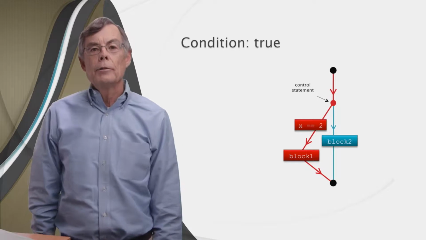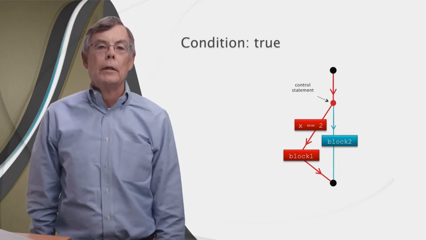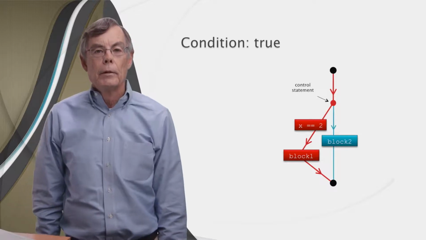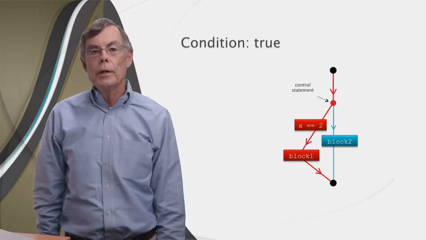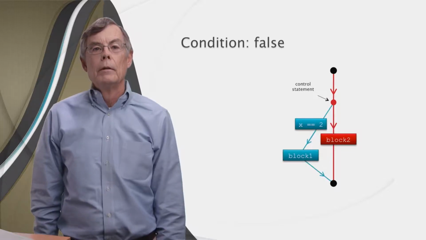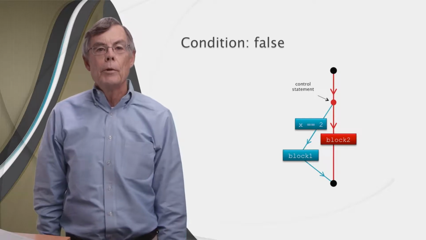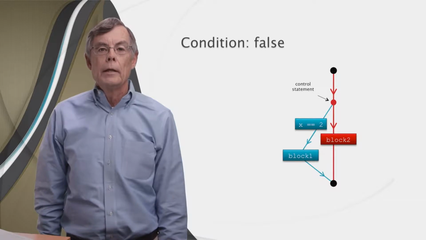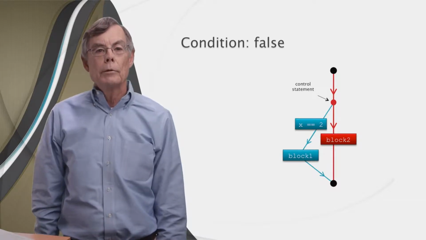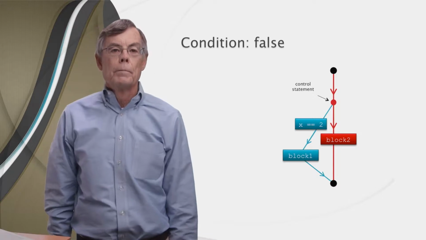This figure highlights in red the actual flow of control when the condition is true. As you can see in this case, MATLAB executes only the block of statements that come before the else keyword. And this figure shows the case when the condition is false. This time, the red line shows that we skip the statements inside block 1 and instead execute only block 2, which is the set of statements after the else keyword.